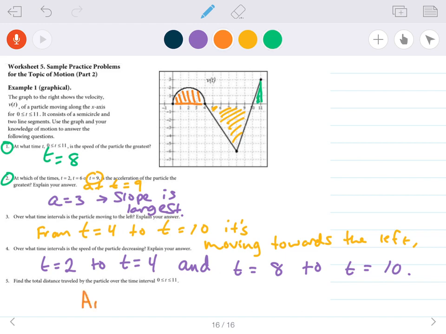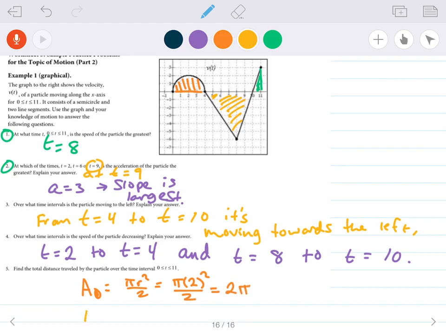So the area of the semicircle is going to be pi r squared over 2. Now r, in this case, is going to be 2. So we have pi 2 squared over 2, which is just going to reduce to 2 pi. Now the area of that yellow triangle, base times height over 2. Well, the base is 6. The height is also 6, as we can see here. So base times height over 2, and that's going to give us 18.